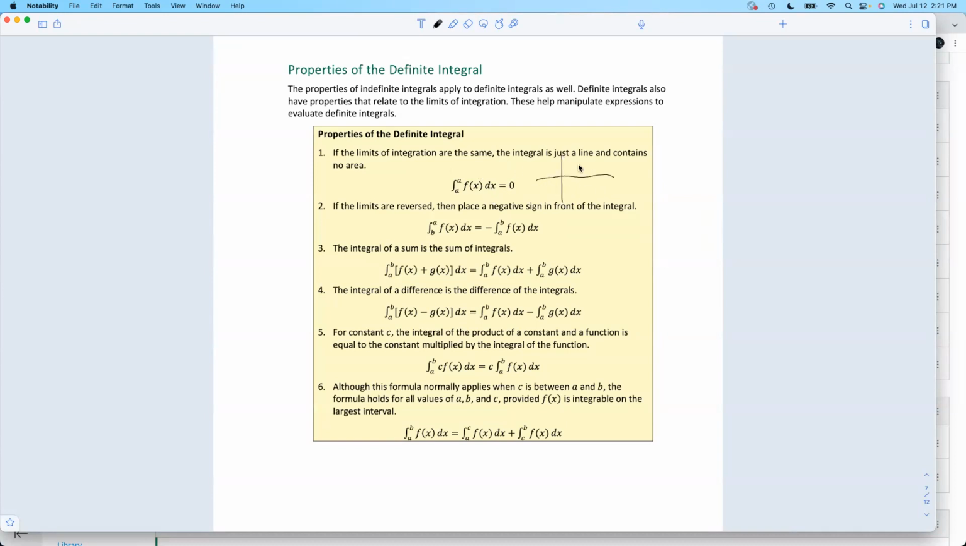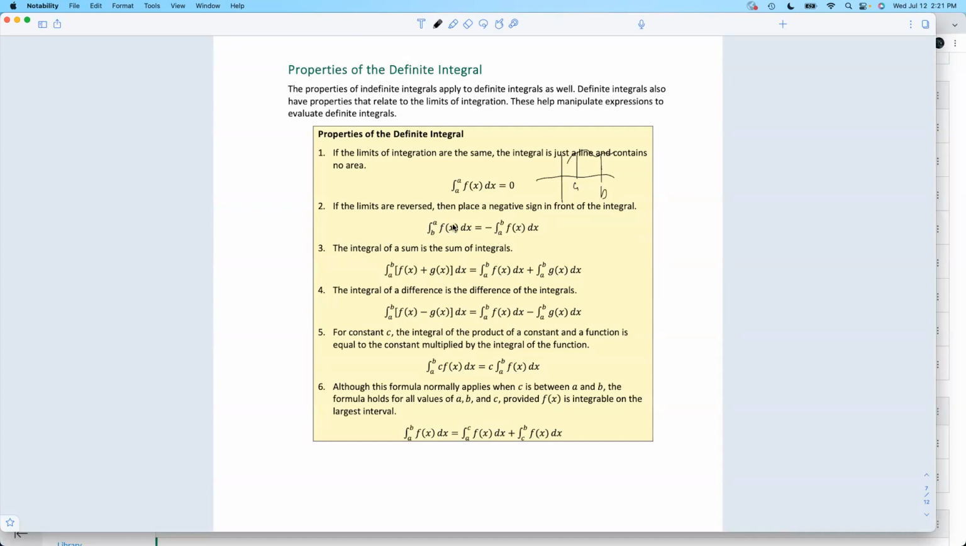If you've got some graph, f of x, and I want to find the area from A to A, there's no area under a single point. That's what this says. This one says, if you want to find the area from A to B, you would get the opposite answer as if you found the area.